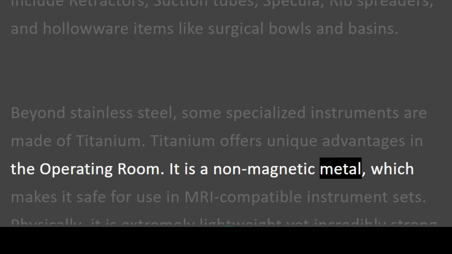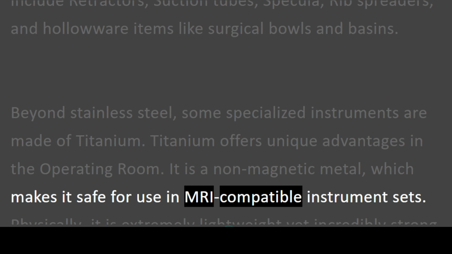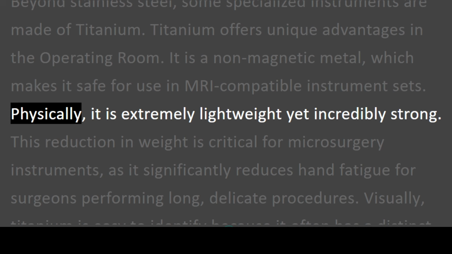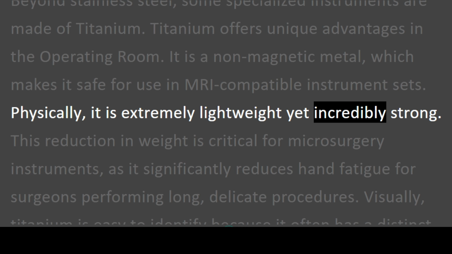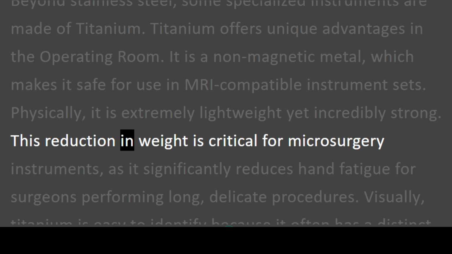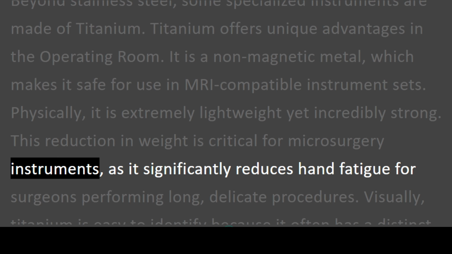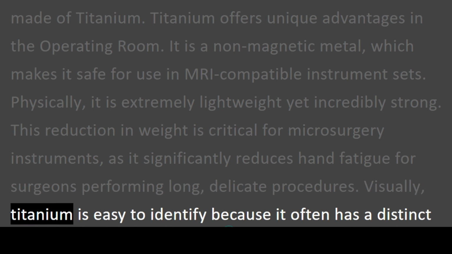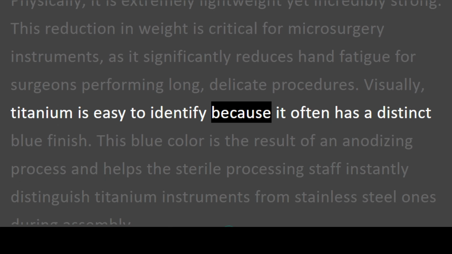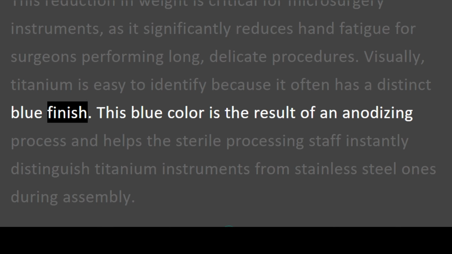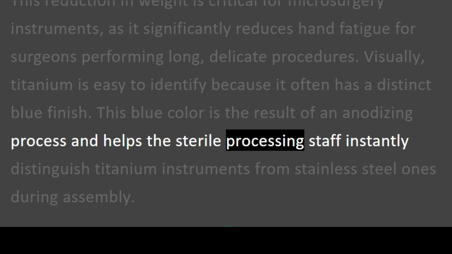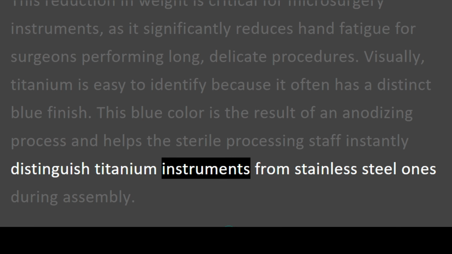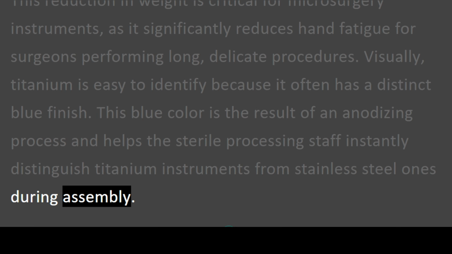It is a non-magnetic metal, which makes it safe for use in MRI-compatible instrument sets. Physically, it is extremely lightweight yet incredibly strong. This reduction in weight is critical for microsurgery instruments, as it significantly reduces hand fatigue for surgeons performing long, delicate procedures. Visually, titanium is easy to identify because it often has a distinct blue finish. This blue color is the result of an anodizing process and helps the sterile processing staff instantly distinguish titanium instruments from stainless steel ones during assembly.